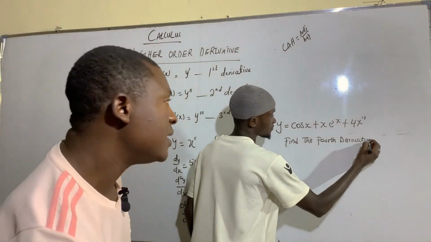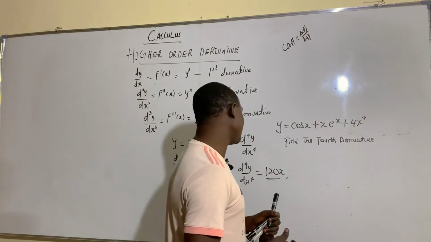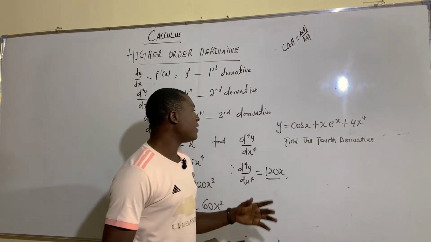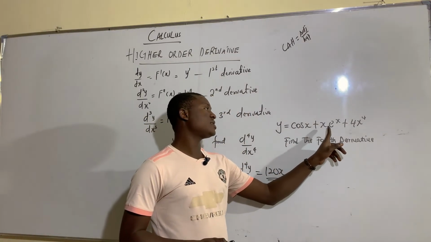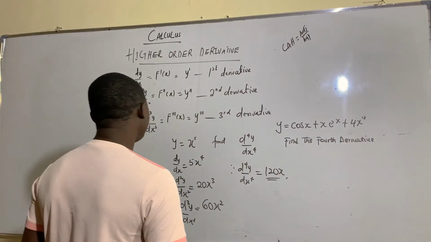So now we have to find the fourth derivative. So you have to thank my boss for creating a portion for us. So now we have y is equal to cos x plus x e to the power of x plus 4x⁴, and we have to find the fourth derivative.